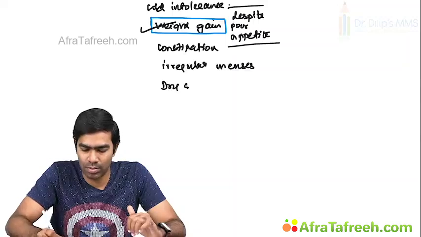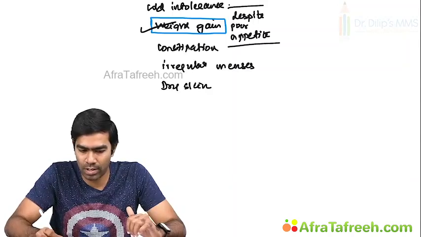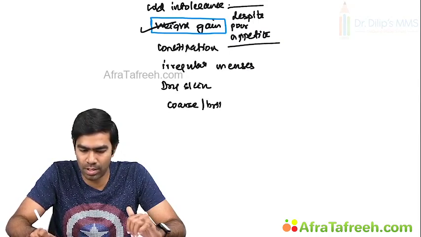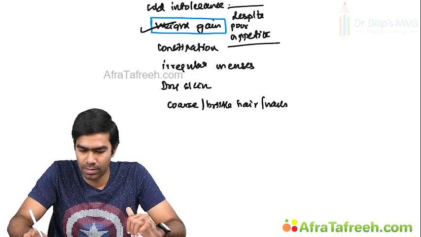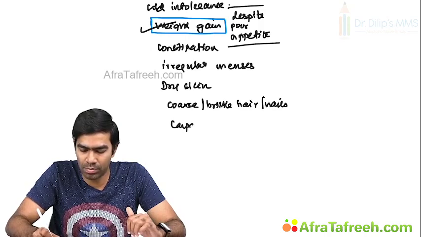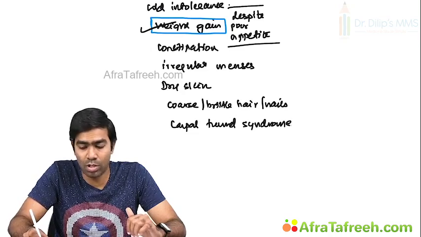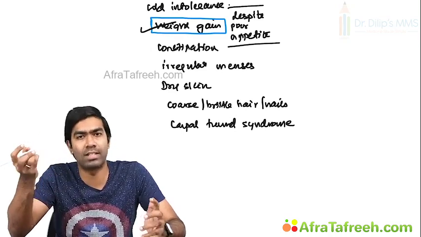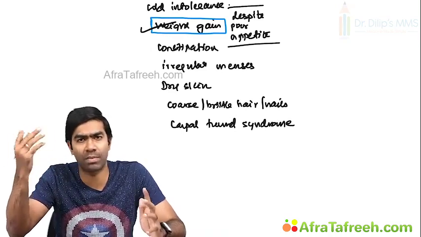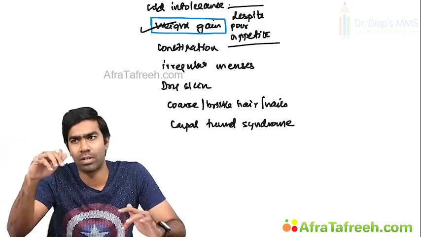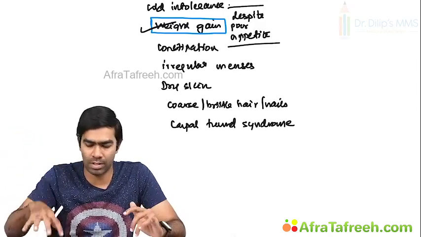You can get dry skin, xerosis. You can encounter hair changes like coarse and brittle hair and brittle nails, carpal tunnel syndrome. Remember, one of the commonest causes of carpal tunnel syndrome is severe hypothyroidism. But the most common cause is that severe obesity itself can result in carpal tunnel syndrome.